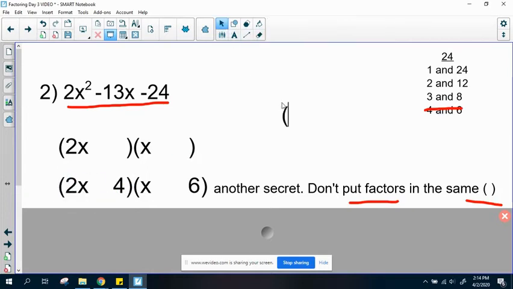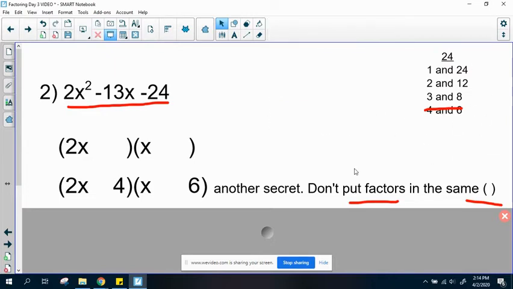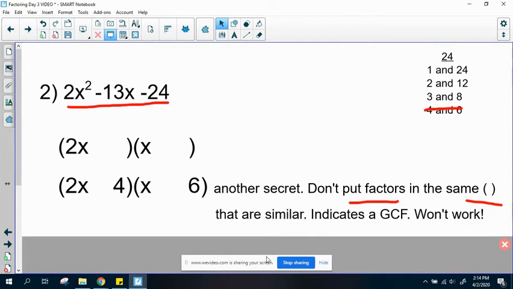Another similar idea is if you have like a 3x in a parentheses, you could never put a 6. You could never put a 9. You could never put a 12. You could never put a 3 because that implies a GCF. So you can never put a number that has a GCF with it inside the same parentheses. That will maybe help you get through this list a lot faster. They're too similar and it automatically won't work.